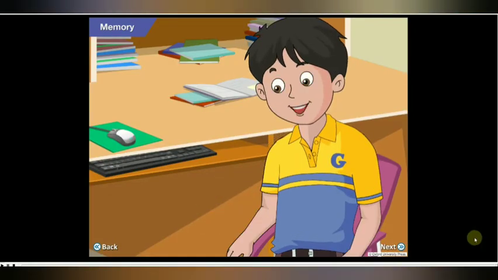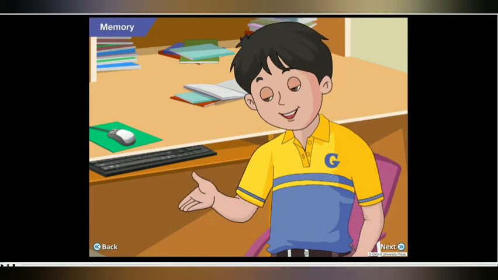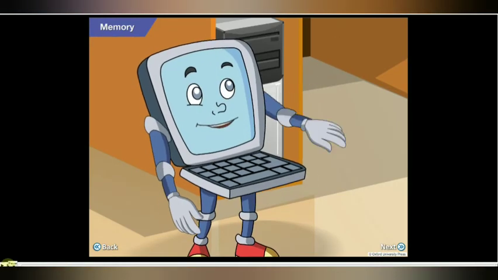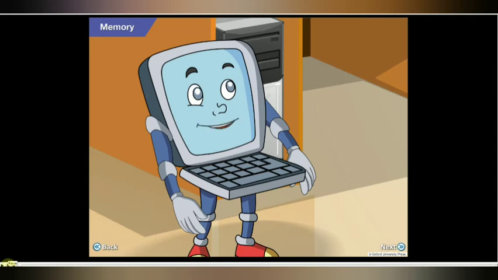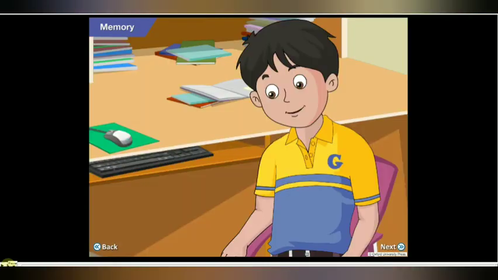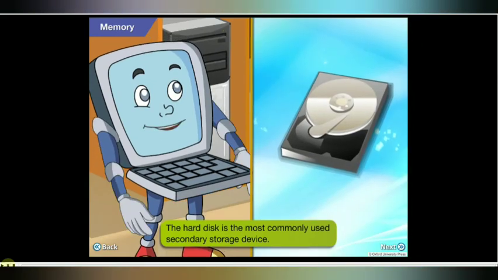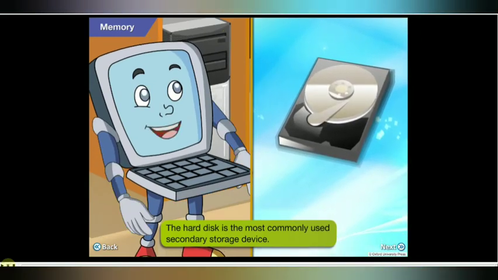Toggle, when I save a Word document on my computer, where does it get saved? That is a good question. Your Word document gets saved on the hard disk of the computer. What is a hard disk? The hard disk is the most commonly used secondary storage device.